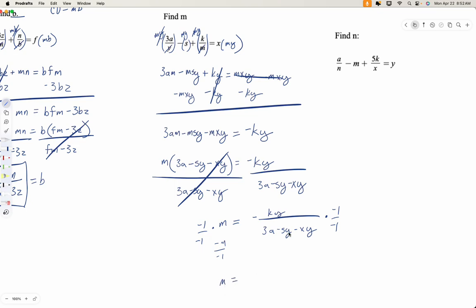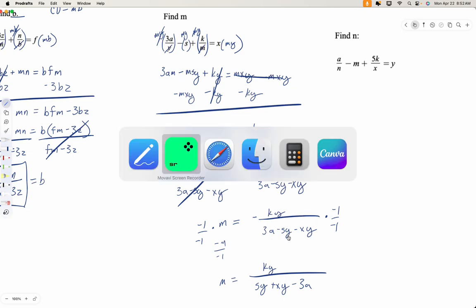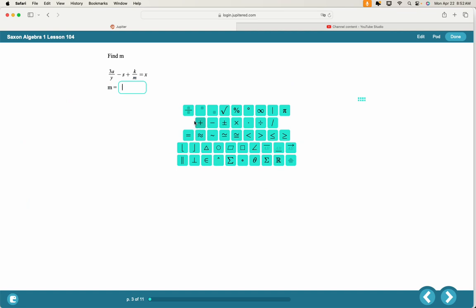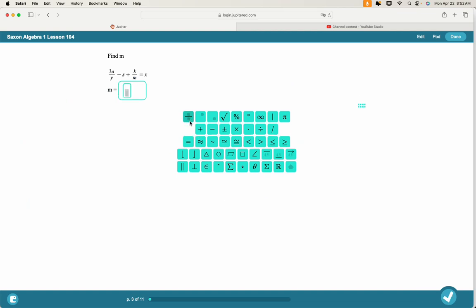M is equal to, but this would change to KY over SY plus XY minus 3a. So it's the same thing, it's just the fact that Saxon doesn't like negatives. So I've added this answer as a possible answer because it is correct. So you can put it in just the way we solved it.